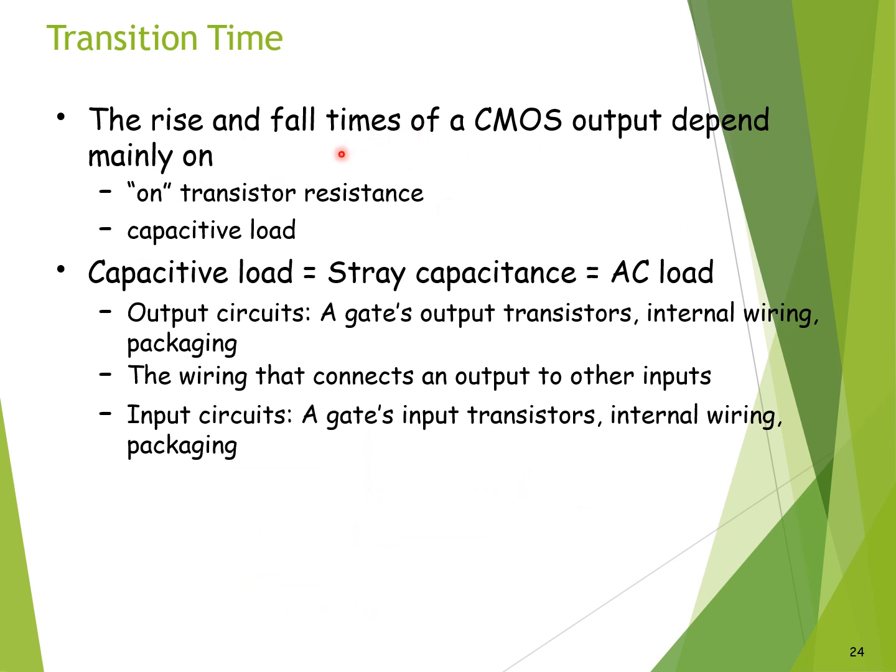The rise and fall times of a CMOS output depend mainly on the transistor resistance and capacitive load. Capacitive load is equal to stray capacitance, which is equal to AC load. The output circuits, that is the gate output transistors, internal wiring, packaging, the wiring that connects an output to other inputs, and in input circuits, all the wiring and packaging, everything in the fabrication contributes to the capacitive load, stray capacitance or AC loading in the logic family.